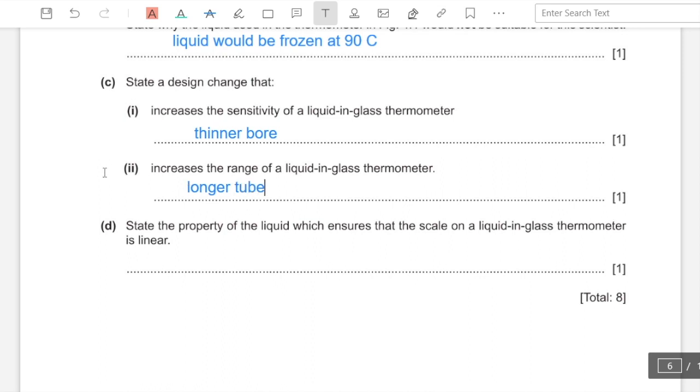D. State the property of the liquid which ensures that the scale on a liquid in glass thermometer is linear. This is attained by uniform expansion of the liquid, which means it expands equally for every change in temperature.